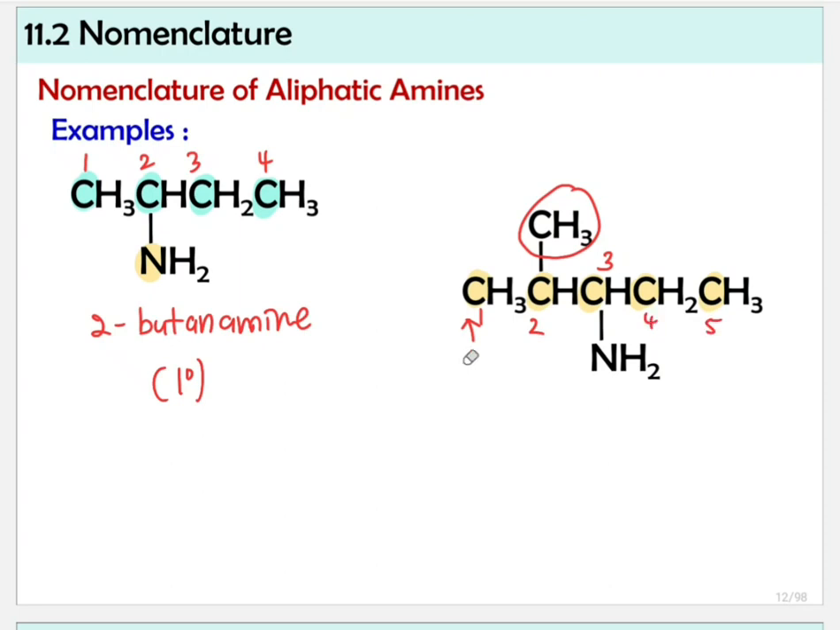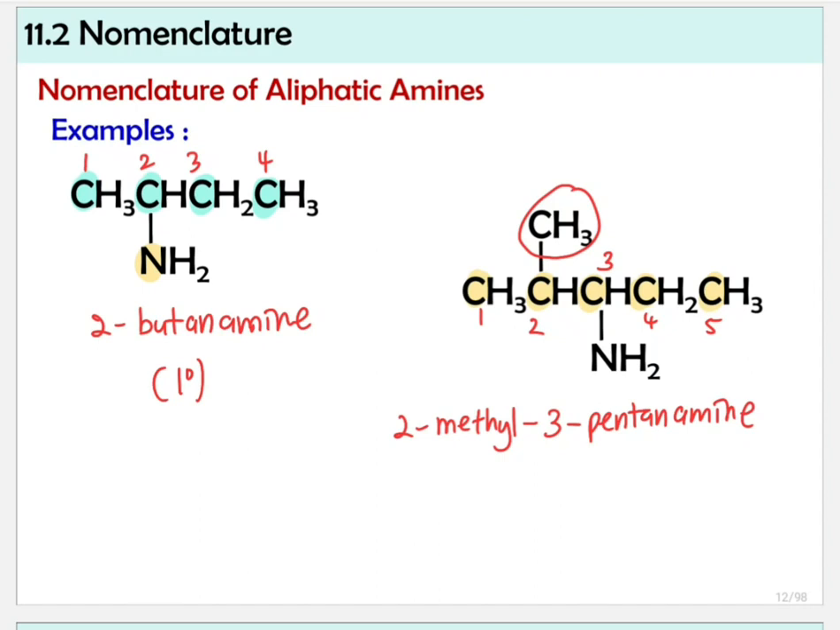So, for the name of this compound, at carbon number 2, there is a methyl group as a substituent. Therefore, 2-methyl. And then, at carbon number 3, there is NH2. So, 3. And it has 5 carbons as the longest chain, so it's a pentane. Pentanamine. So, that's the full name for this compound.